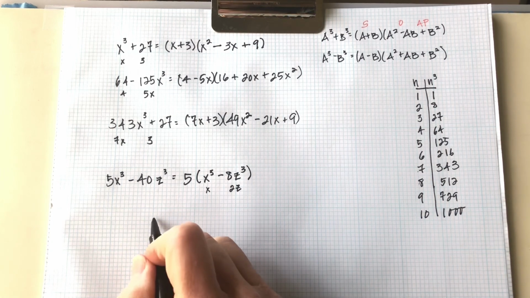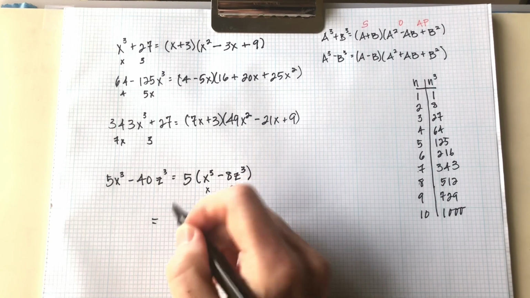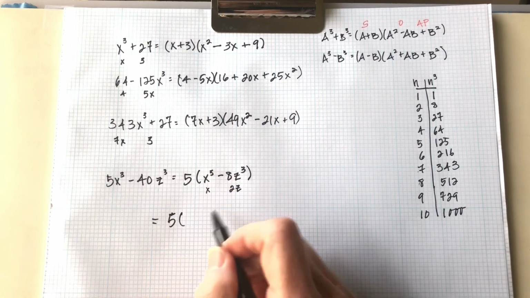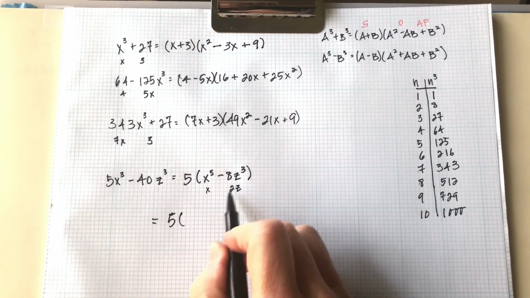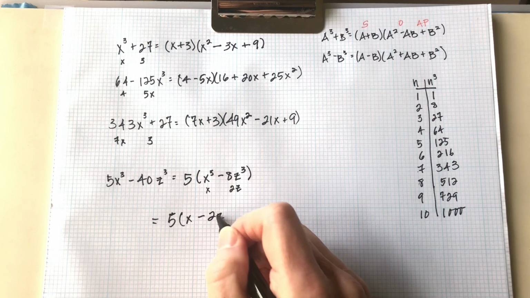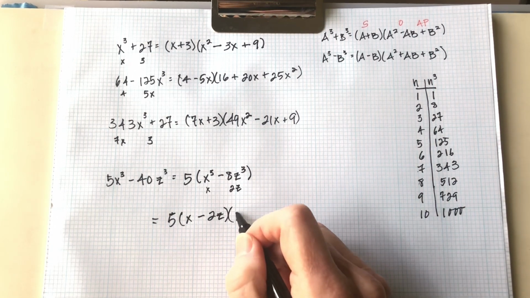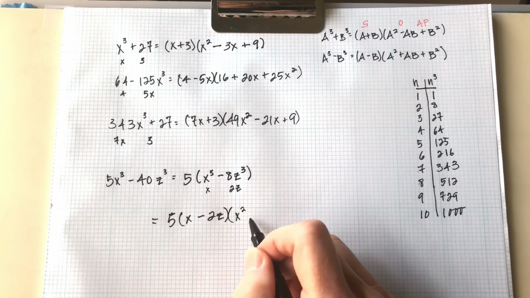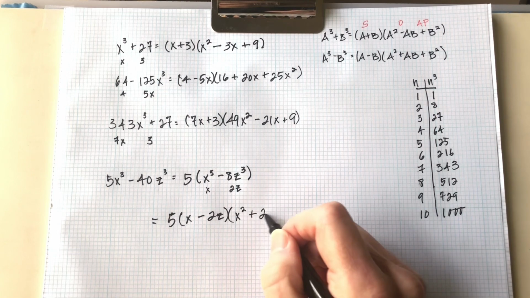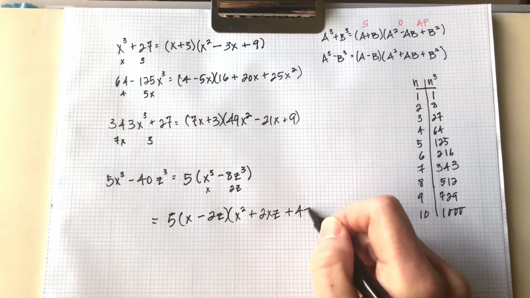All right, so our factored form for that is going to be, okay, we have to write the 5 out here still. And then in here we're going to have the same sign, so that's going to be x minus 2z, and then in here we have x squared. Now we get to the opposite sign, so this can be plus, and then 2xz, and then plus 4z squared.